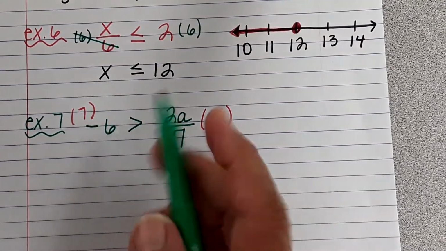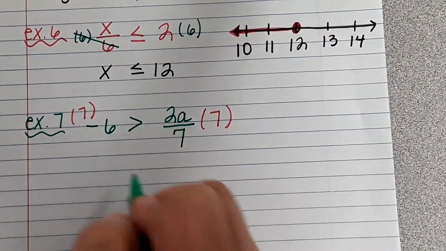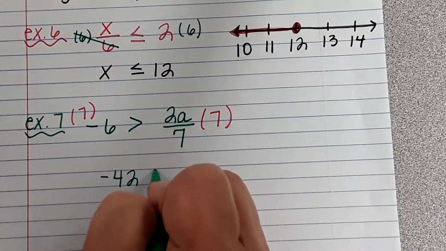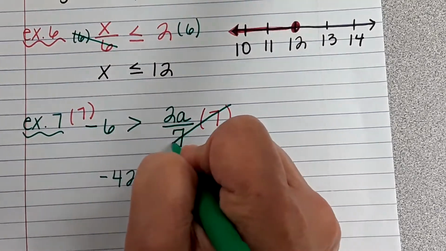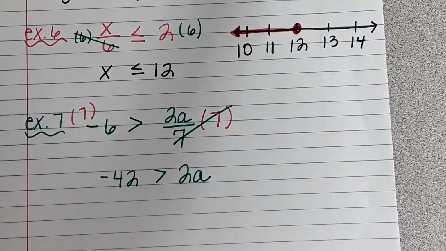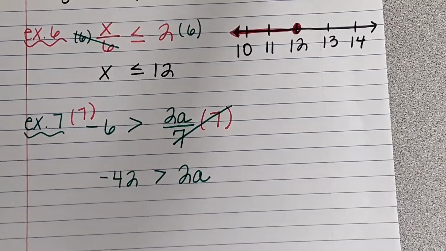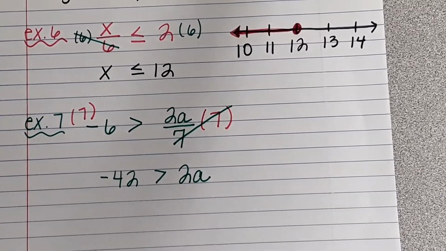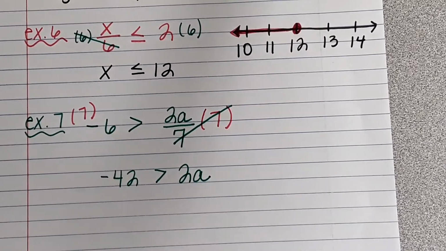So 7 times negative 6 is negative 42. And these 7s cancel out, and you're left with 2a. Every time you have a fraction, you guys, I'm sure that some teachers have taught you to multiply by the reciprocal. We're multiplying by the reciprocal. We're just going to do it in 2 steps.